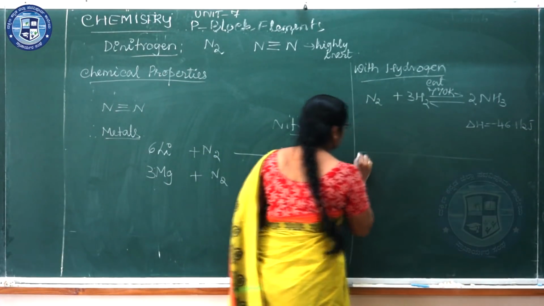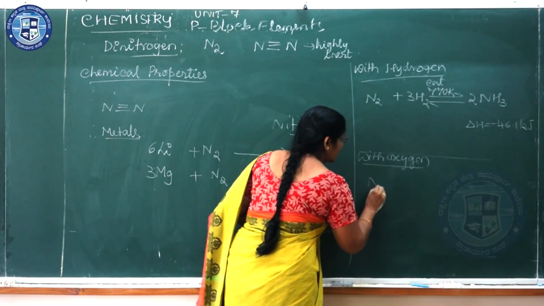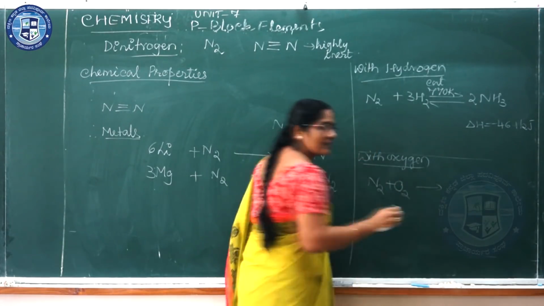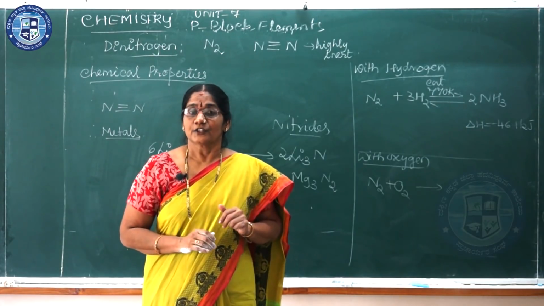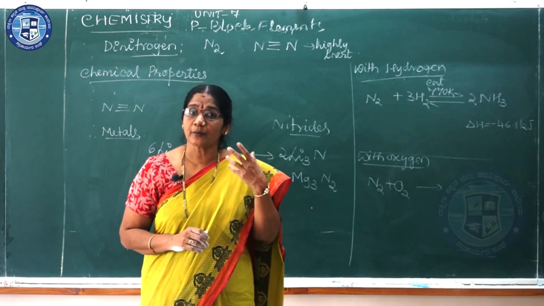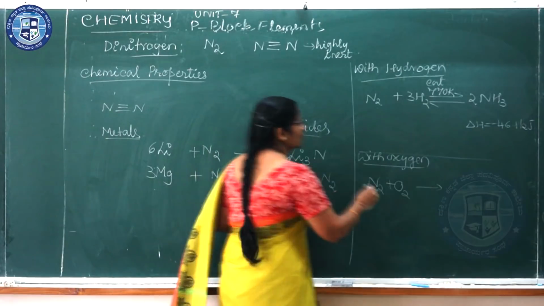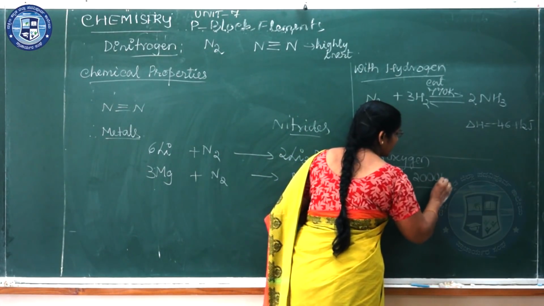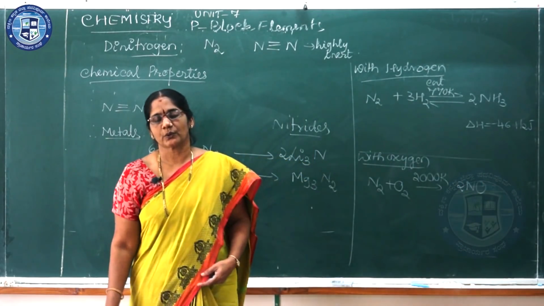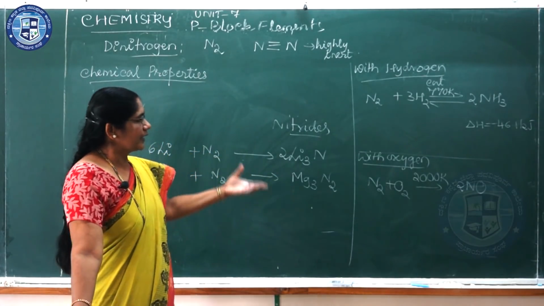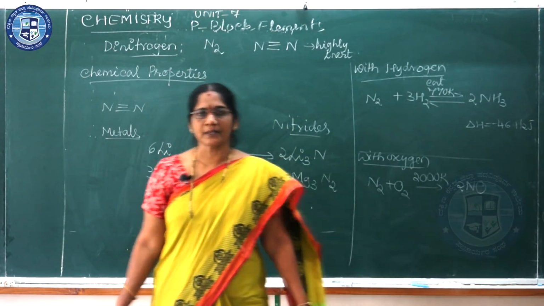Next, with oxygen. Do you have a reaction between nitrogen and oxygen in the atmosphere? Both are present separately, they do not react. So when do they react? You have to supply a temperature of around 2000 Kelvin to make them reactive. So above 2000 Kelvin, they react to give nitric oxide. So nitric oxide is the product formed when nitrogen reacts with oxygen. So these are some of the reactions given in your syllabus.